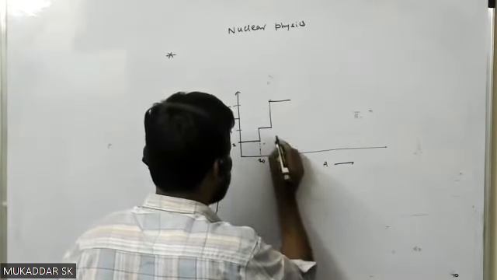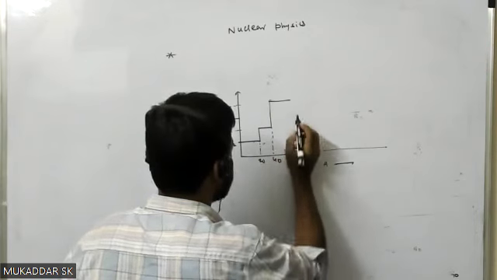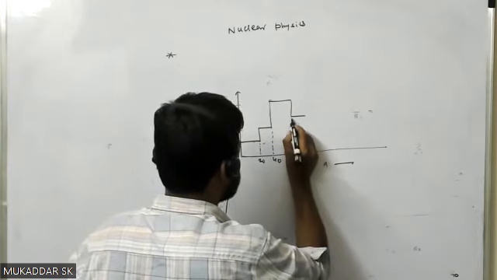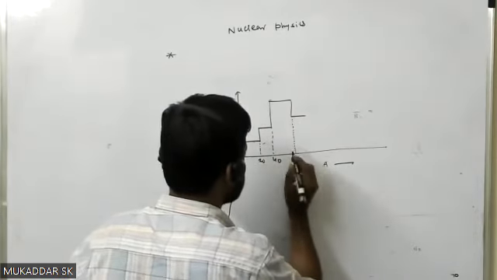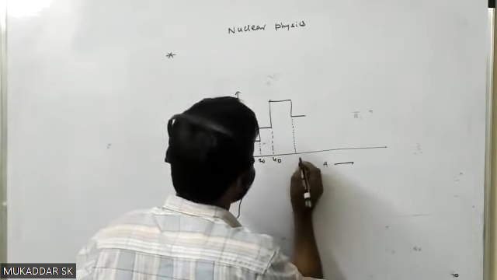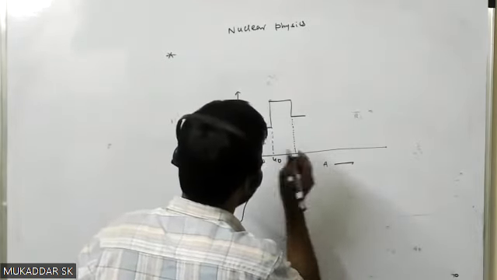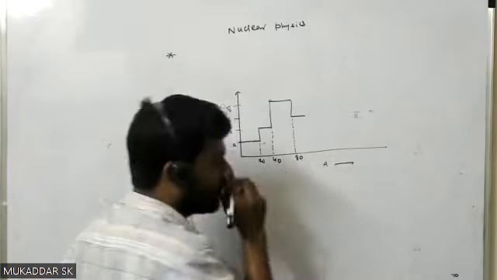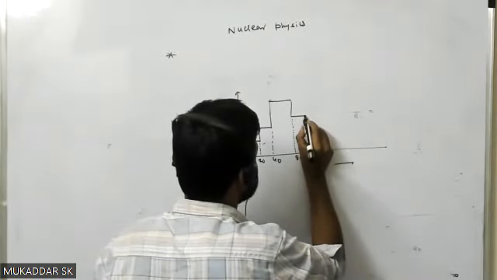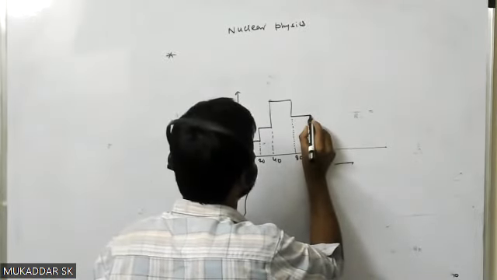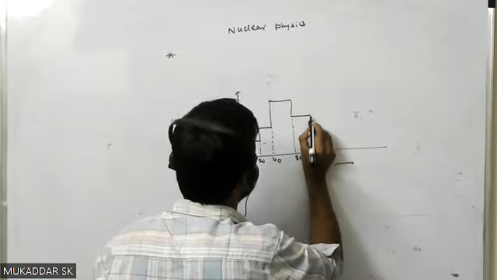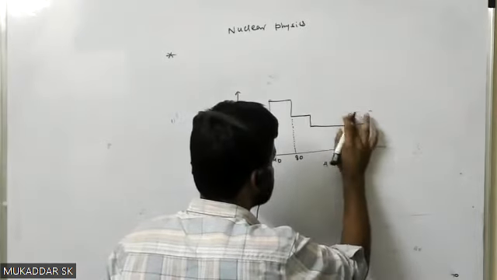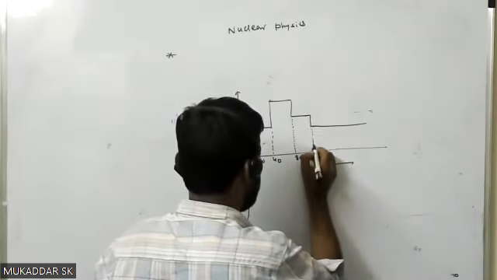This is 20, 40, 20, 40. Then this is 80, 40, 80, and then like this. This is 120.